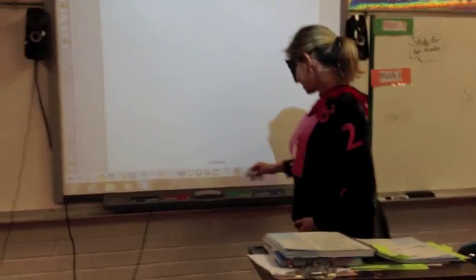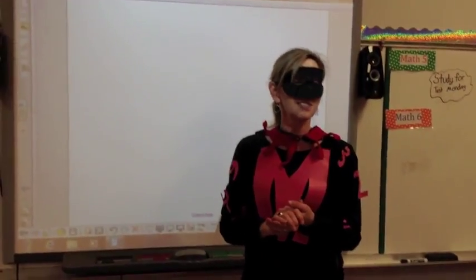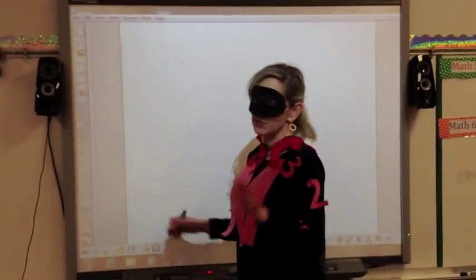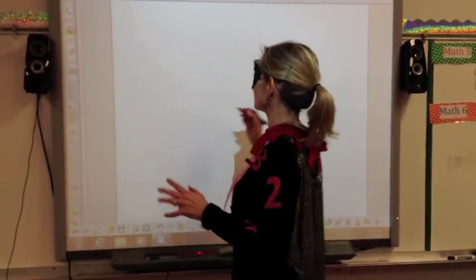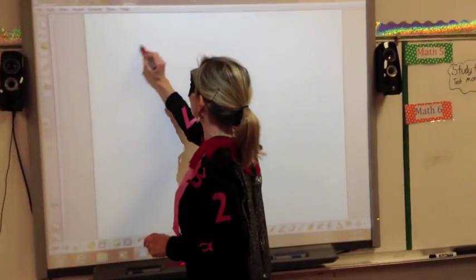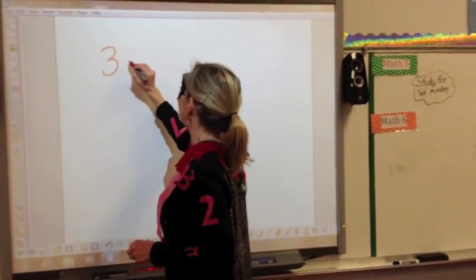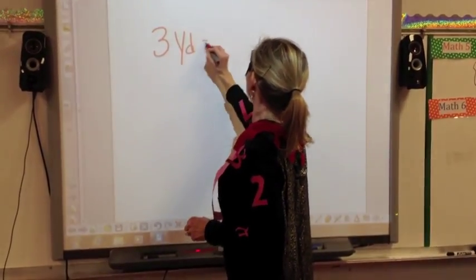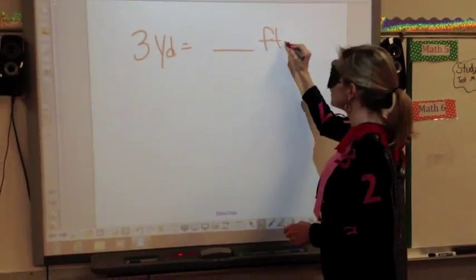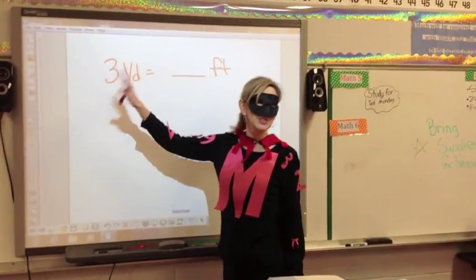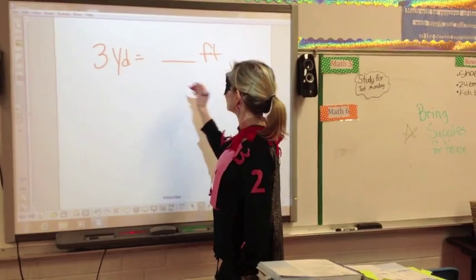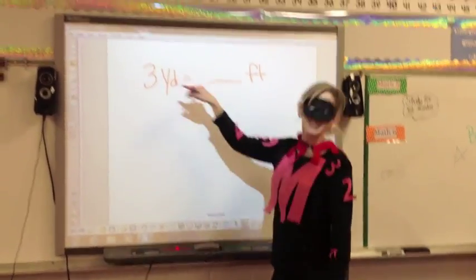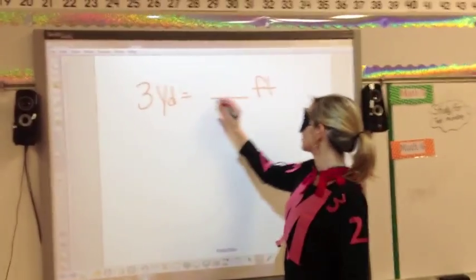All right. So today we're going to learn about measurements for weight, metric and customary units. We've already done length, so it should be easy because we'll just do the same steps. Remember when we did length: 3 yards equals how many feet? We knew that there are 3 feet in 1 yard, so 3 times 3 is 9.